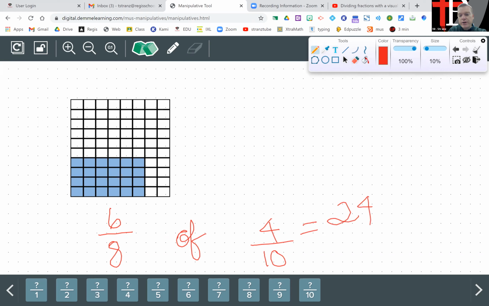That's my numerator. The denominator is going to be how many squares total we have. So going across the top, we have 1, 2, 3, 4, 5, 6, 7, 8. And going down, we've got 1, 2, 3, 4, 5, 6, 7, 8, 9, 10. So we have 80 altogether. So 24 out of the 80 are shaded in. So 6/8 times 4/10 equals 24/80.